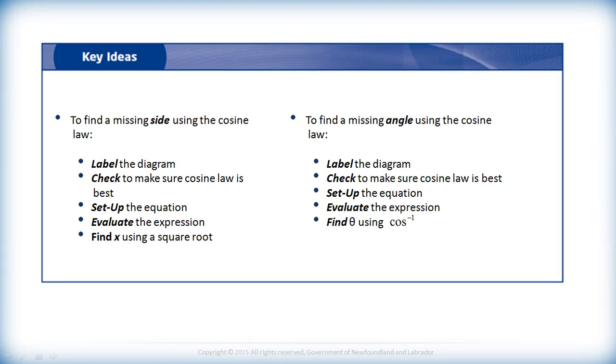So there's our answer. Just remember all the things we do: make sure you label and check the pattern, set up the equation, evaluate the expression, and use lots of steps if you're making mistakes, just to make sure you don't get things wrong. It's the same stuff, only in the end we take a square root for a side or use the inverse for an angle. Great stuff.